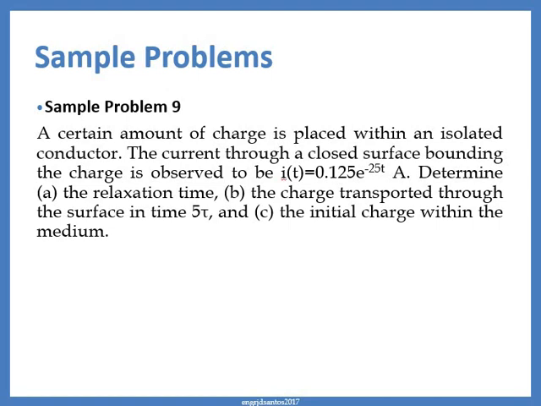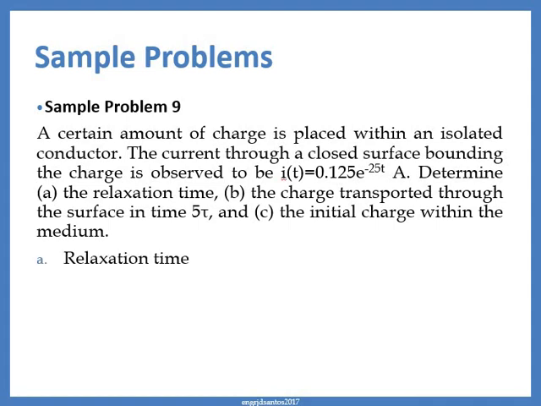Sample problem number 9. A certain amount of charge is placed within an isolated conductor. The current through a closed surface bounding the charge is observed to be the instantaneous current given by the equation 0.125 e raised to negative 25t amperes. Determine letter A, the relaxation time; letter B, the charge transported through the surface in time 5 tau; and letter C, the initial charge within the medium.